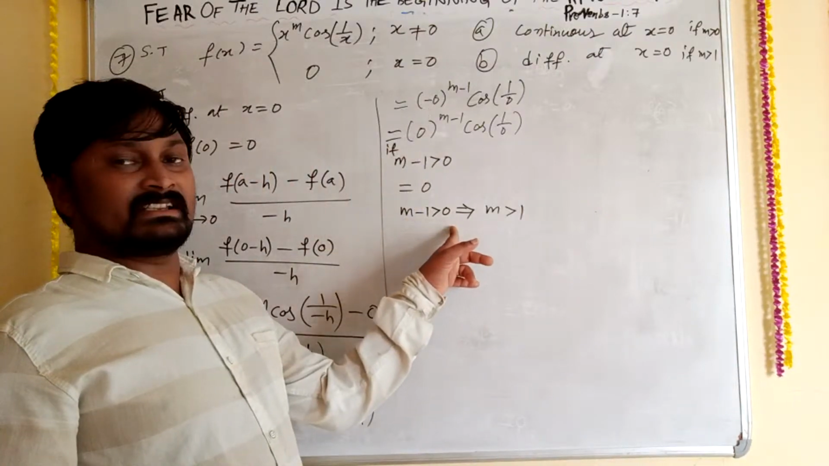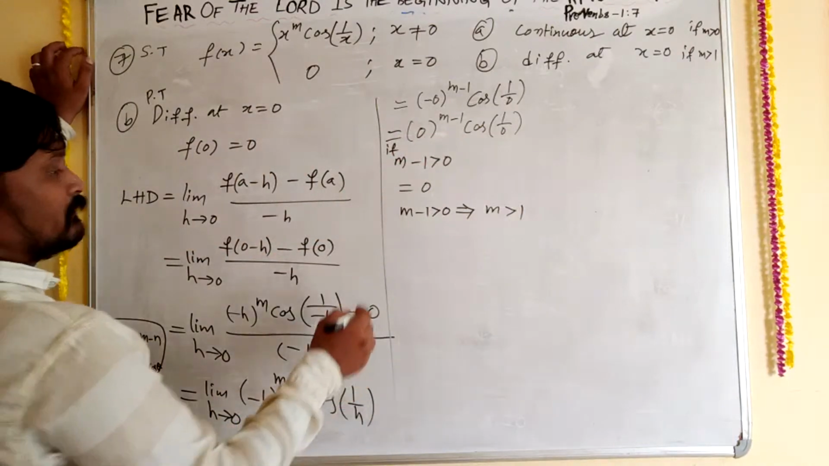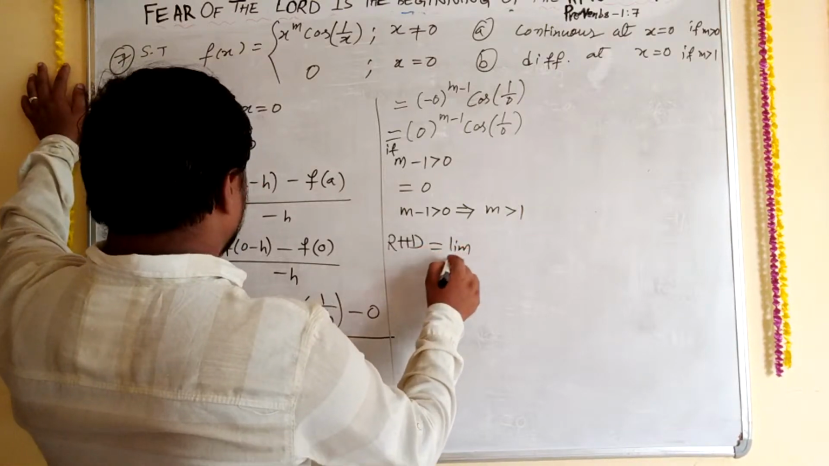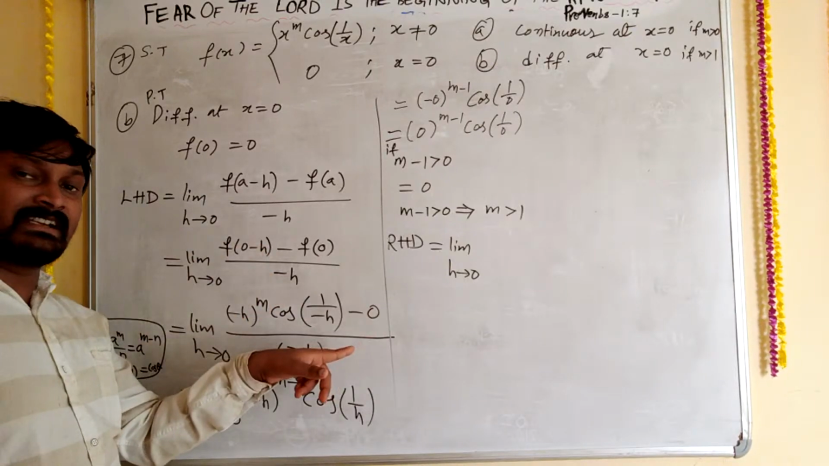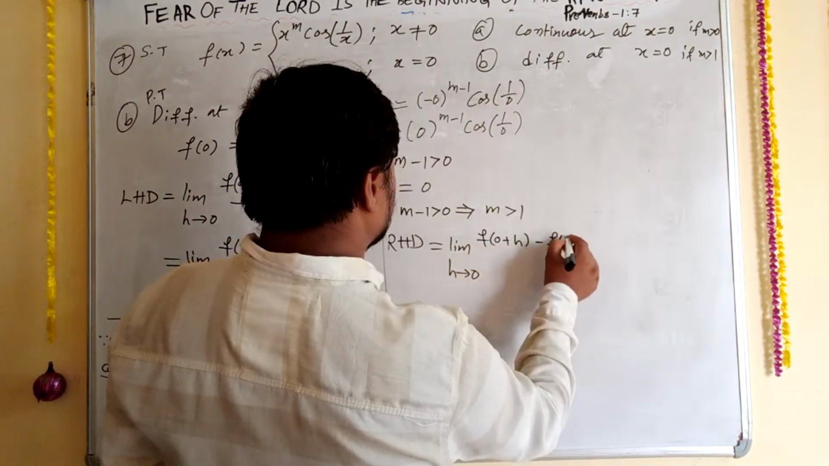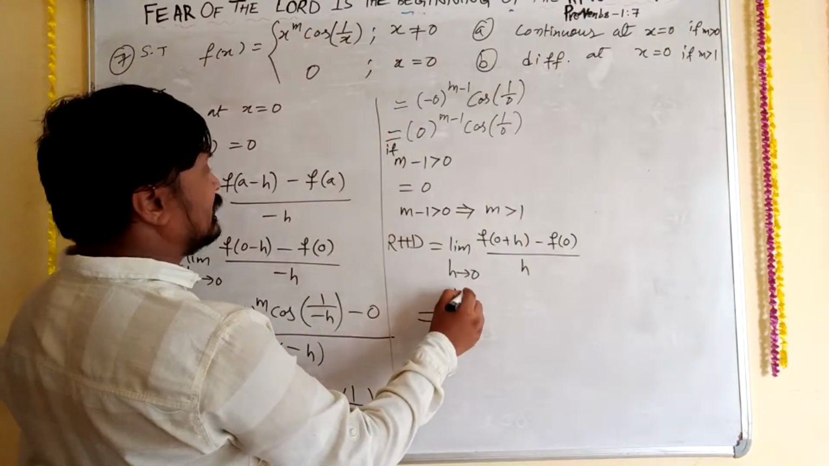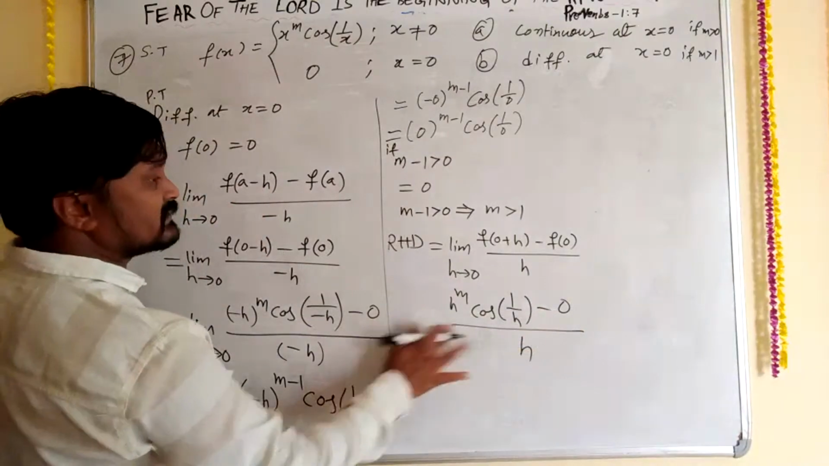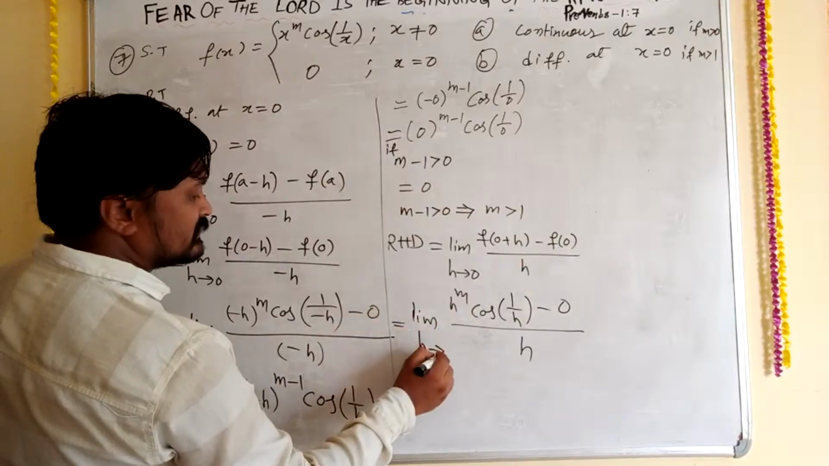m minus 1 is greater than 0, that implies m is greater than 1. So now what we'll do here is the second one, the right hand derivative, that is equal to limit h tends to 0. Directly I am writing here. Previously it was 0 minus h. Now if it is right hand derivative, it means 0 plus h. So f of 0 plus h minus f of 0 upon h. So just substitute h in this place. So h power m cos 1 upon h minus 0 upon h, because we know that f of 0 is 0. So now equal to limit h tends to 0.